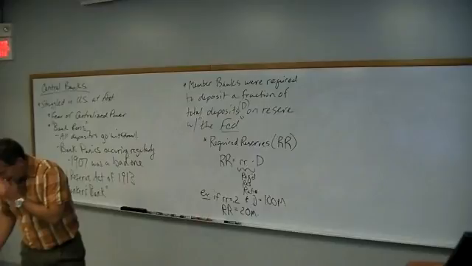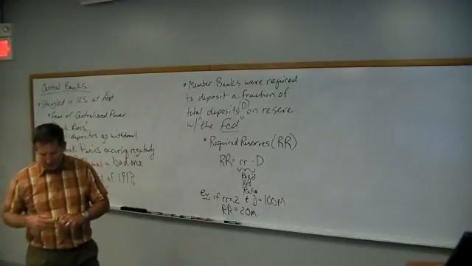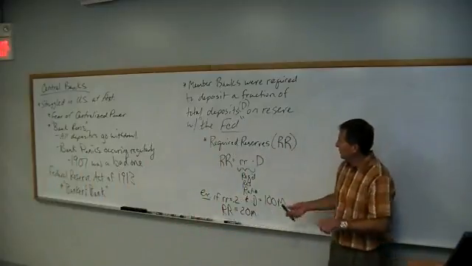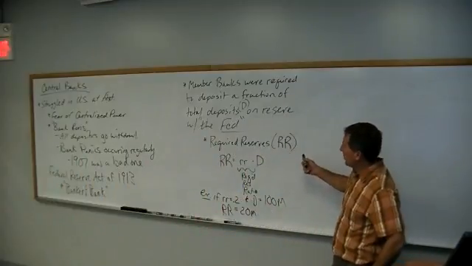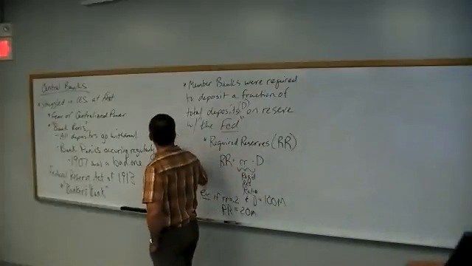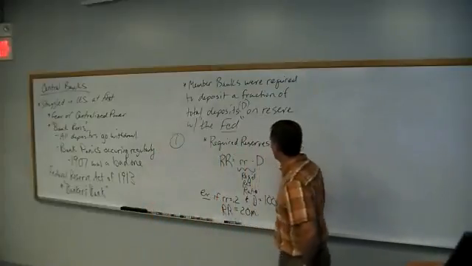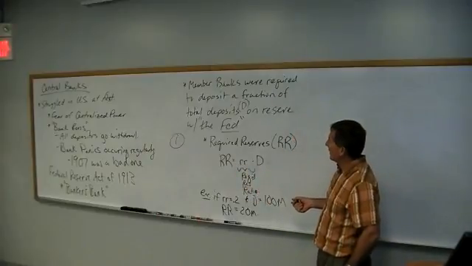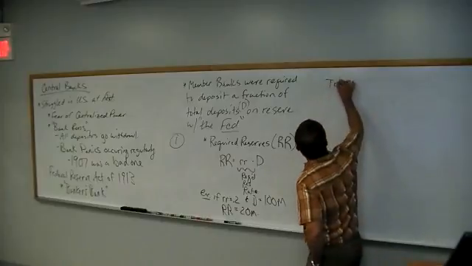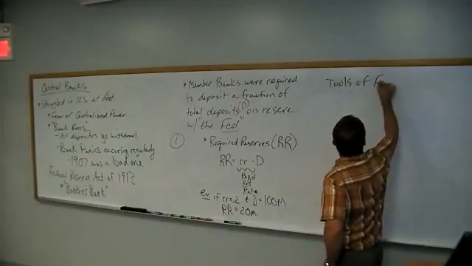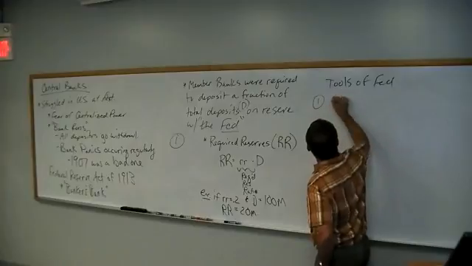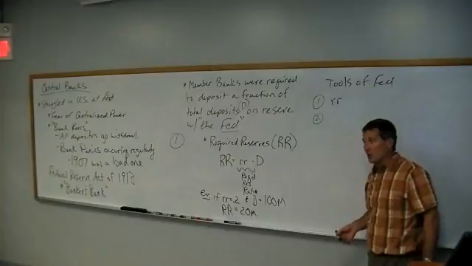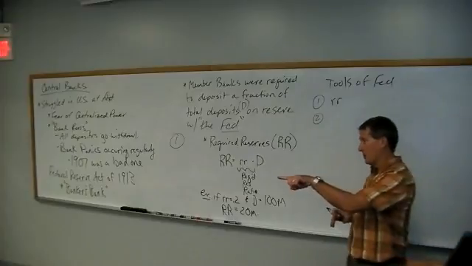All right, before I do that, let's look at the other tools, I guess. So this is one tool of the Federal Reserve, the required reserve ratio. They set this fraction, little rr, for each of them. So that would be a tool of the Fed. For tools of the Fed, number one would be setting the required reserve ratio. Number two would be related to loans.